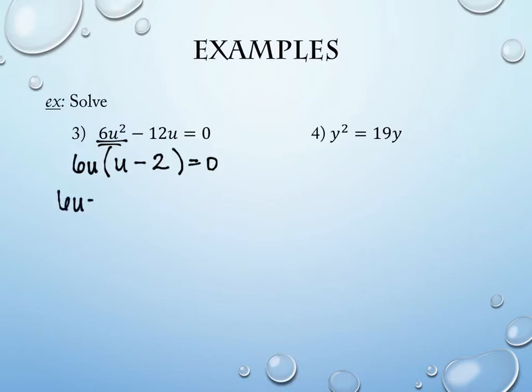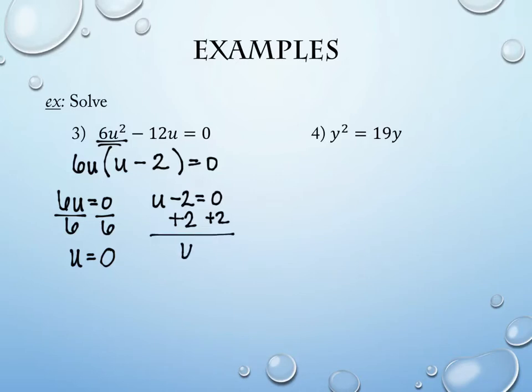And I'm going to set each piece equal to 0. So in the first piece, if I divide by 6, what will u equal? 0, right? On the second piece, what would I do? I'd move the 2 over by adding a 2. So u is equal to 2. Okay, so there's two answers. u equals 0 and 2 for my solution set.